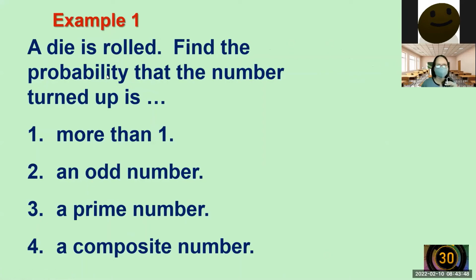Let's start. Example number 1. A die is rolled. Find the probability that the number turned up is: number 1, more than 1; number 2, an odd number; number 3, a prime number; number 4, a composite number.